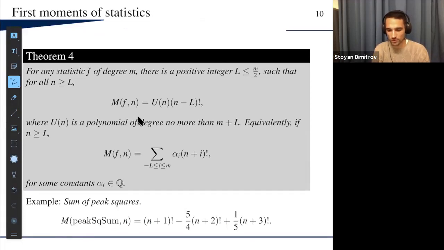So the first moment can be written in this form. And here is a formula I got for my example for a general statistic. So the aggregate for the peak square sum is given by this expression.